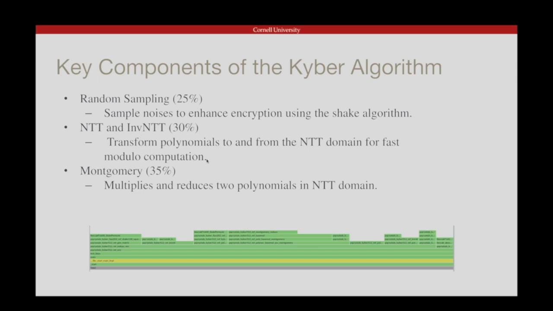Then we have the NTT and the inverse NTT. They transform polynomials to and from the NTT domain for fast modular computations. These take 30% of the runtime. And lastly, we have the Montgomery reduce and the Barrett reduce. These reduces multiply and reduce two polynomials in the NTT domain and take up around 35% of the runtime.